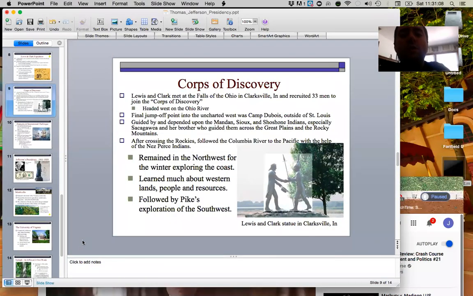Lewis and Clark met at the Falls of the Ohio in Clarksville, and they recruited 33 men to join what they called the Corps of Discovery, or what will later be referred to as the Corps of Discovery. So they head west onto the Ohio River. So these 33 men, they're the Corps of Discovery, a group, so to say.